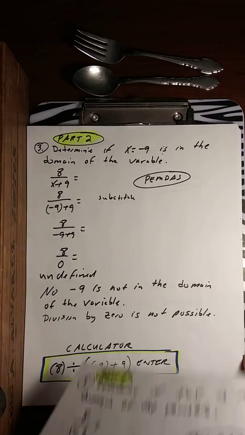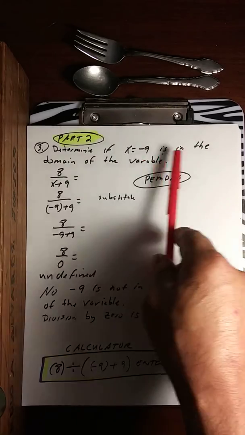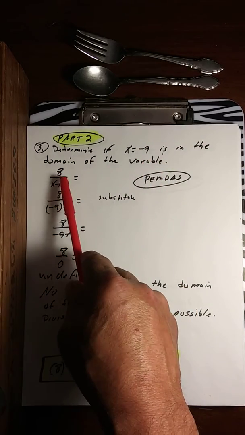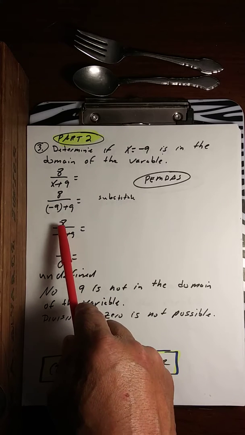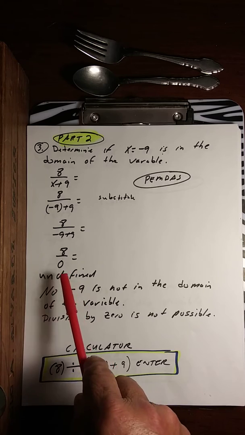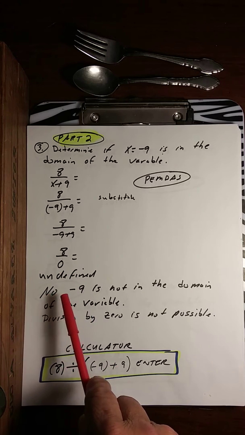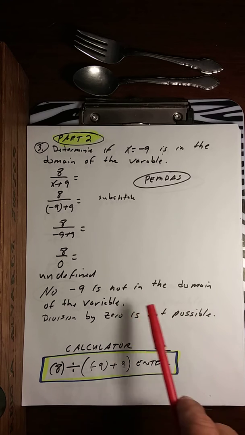Part 1 is done. Part 2. Determine if x equals negative 9 is in the domain of the variable. So 8 over negative 9 plus 9. And 8 divided by 0 is undefined. So no, negative 9 is not in the domain of the variable, because division by 0 is not possible.